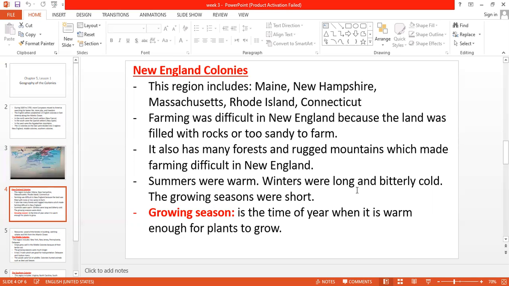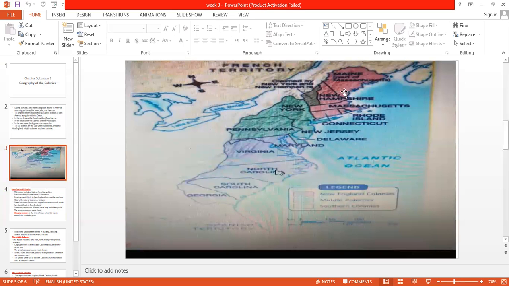So here, because the winter is very long, they couldn't farm many kinds of plants. Also, the land is rugged. So when I ask you here, the New England colonists, could they farm the land? No, they couldn't farm. Why? Because number one, the land is filled with rocks and sandy. Okay, it's not good for farming. Number two, the growing season is very short. Growing season means the time in which plants grow. So it's very short. They farm, yeah, but a very small amount or very few kinds of plants.